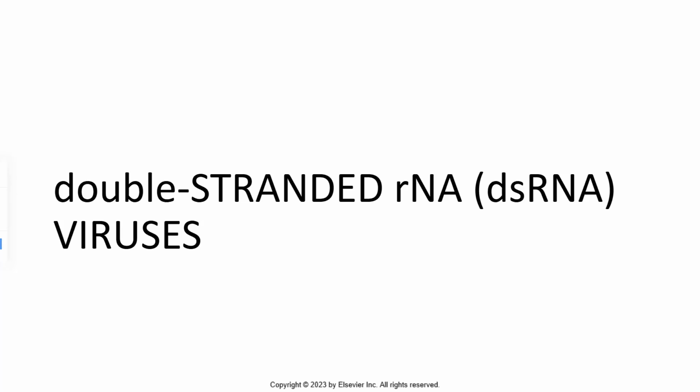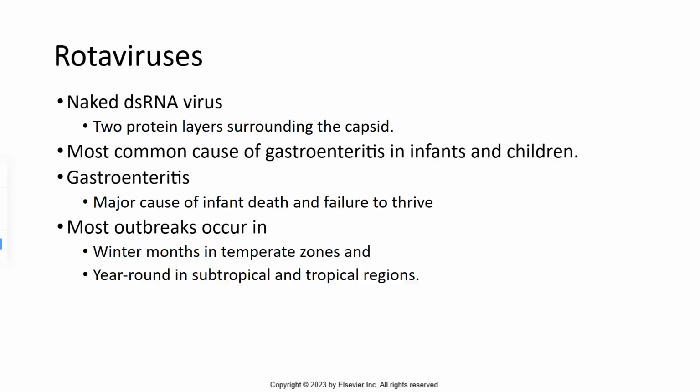All right, moving on to double-stranded RNA viruses. Naked double-stranded RNA viruses have two protein layers surrounding the capsid. Rotavirus is the most common cause of gastroenteritis in infants and children.